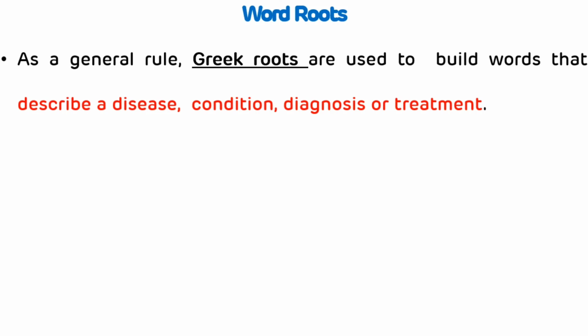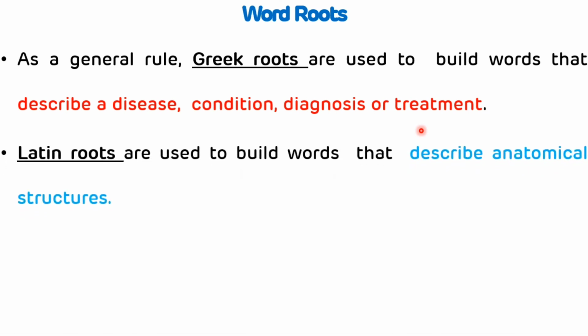As a general rule, Greek roots are used to build words that describe disease, condition, diagnosis, or treatment. This is very important. And Latin roots are used to build words that describe anatomical structures. So for describing any anatomical structure, we use Latin roots, and for describing various diseases, conditions, diagnoses, or treatments, we use Greek roots. That is regarding word roots.